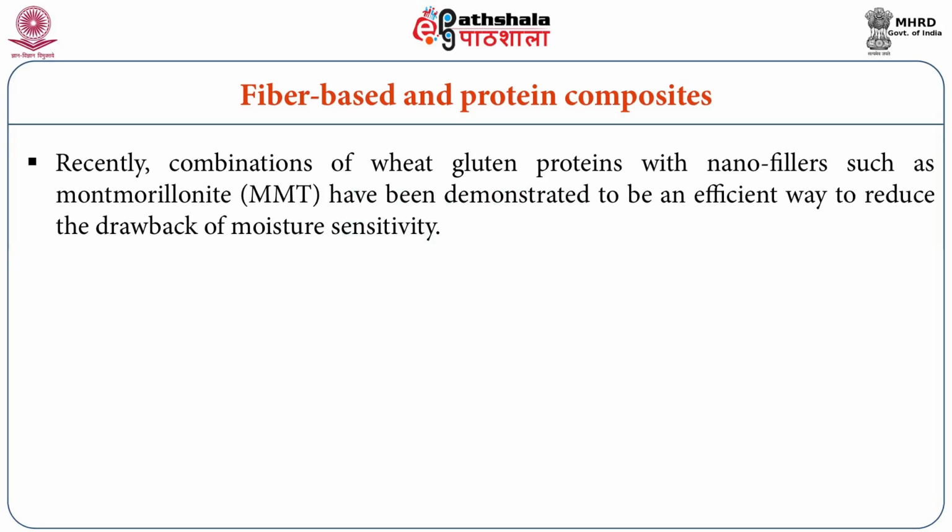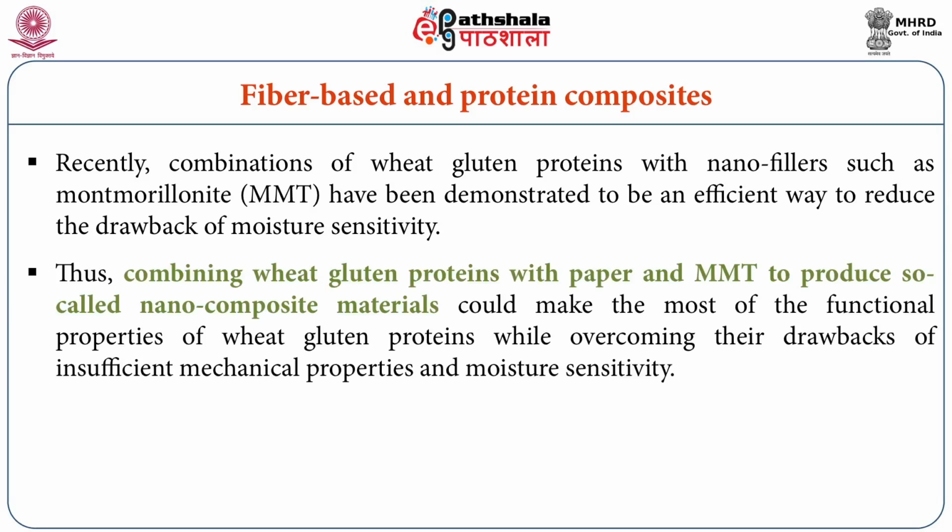Recently, the combinations of wheat gluten proteins with nanofillers such as montmorillonite have been demonstrated to be an efficient way to reduce the drawback of moisture sensitivity. Thus, combining wheat gluten proteins with paper and montmorillonite to produce so called nanocomposite materials could make the most of the functional properties of wheat gluten proteins while overcoming the drawbacks of insufficient mechanical properties and moisture sensitivity.